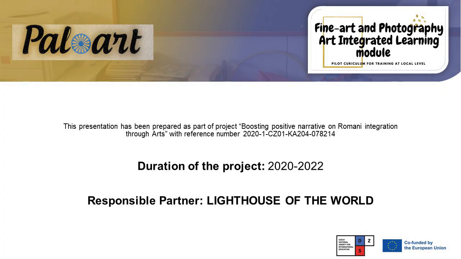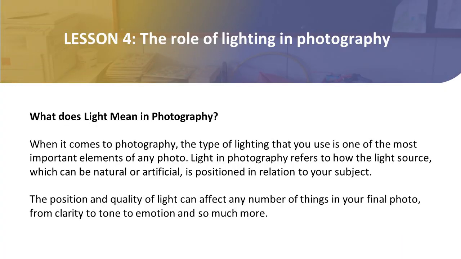Lesson 4. The role of lighting in photography. What does light mean in photography? Does it mean the same as how we use it in everyday life? But when it comes to photography, the type of lighting that one uses is one of the most important elements of any photo. Light in photography refers to how the light source, which can be natural or artificial, is positioned in relation to your subject.